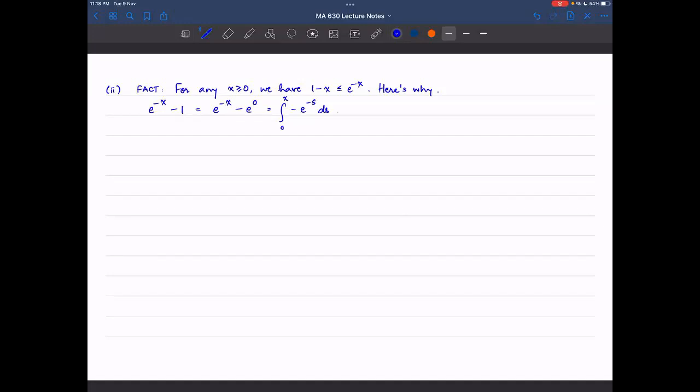Now remember here I'm taking x greater than or equal to 0. So this upper limit of integration x is greater than or equal to 0. And of course, s is going between 0 and x. So in particular, s is greater than or equal to 0. So for s greater than or equal to 0, we have e to the minus s is less than or equal to 1.